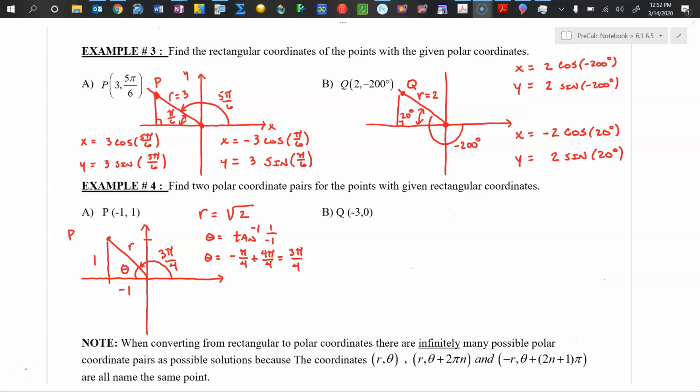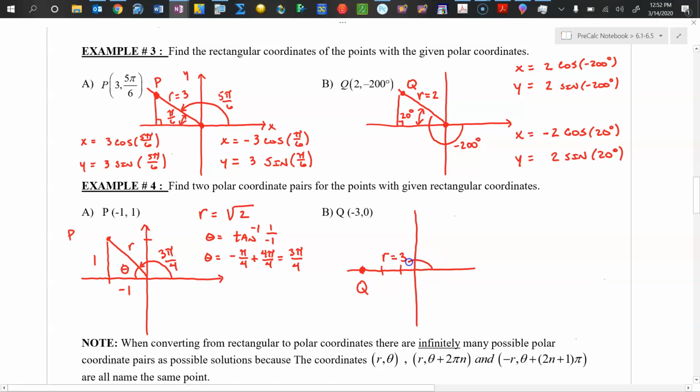For my next example, I have a quadrantal angle, which in some ways might be easier to deal with than the others. I am going to start at the origin and move 3 to the left and 0 in the y direction. So point Q would be right there. And the directed distance that point Q is from the pole is 3.